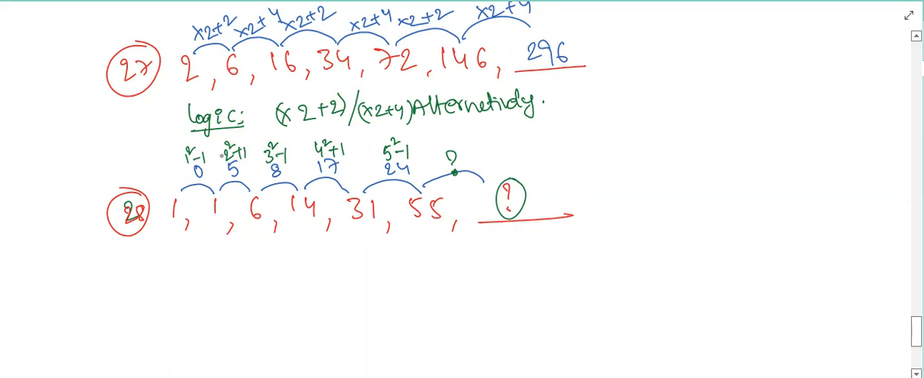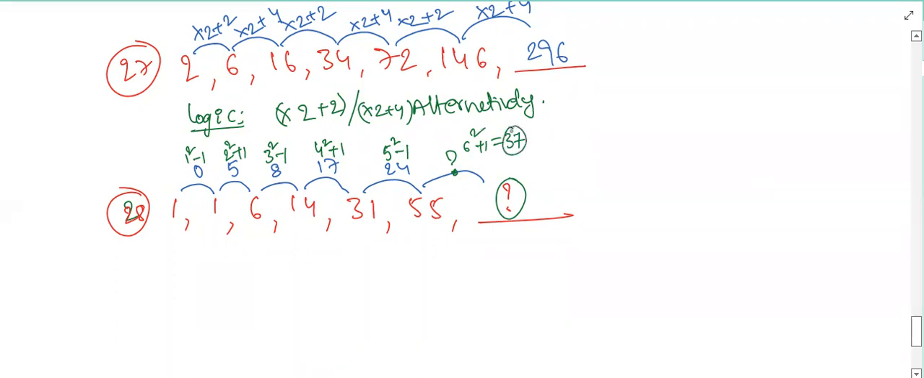Any pattern? Yes, sir. 1 square, 2 square, 3 square, 4 square, 5 square. Next it should be 6 square. The signs go minus 1, plus 1, minus 1, plus 1, so next it should be plus 1. That means it is 36 plus 1, which is 37.